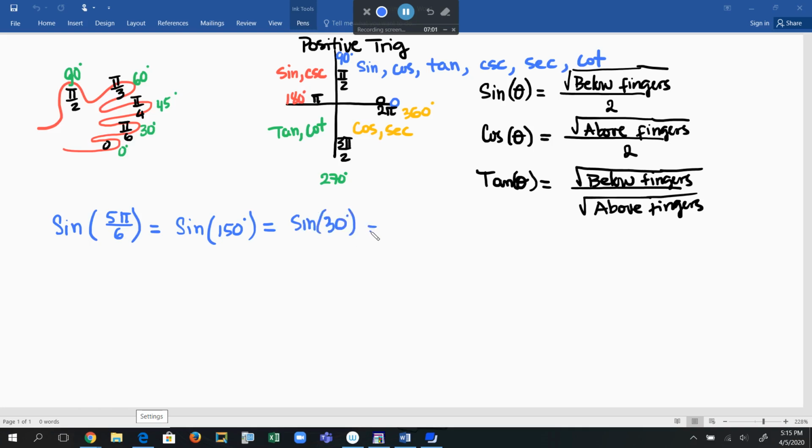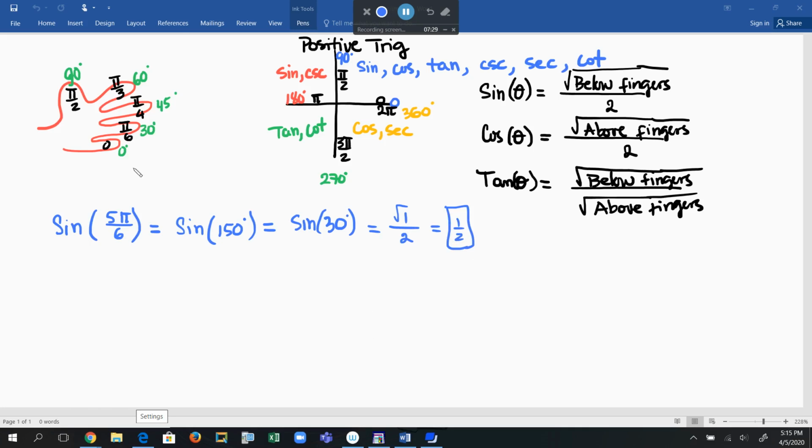So therefore, sine of 30 degrees using our hand trick right here. The number of fingers below 30 degrees is only 1. So therefore, square root of 1 divided by 2. Square root of 1 is just 1, and then you just copy the 2, so it's 1/2. So that's it. That's how we do the hand trick.